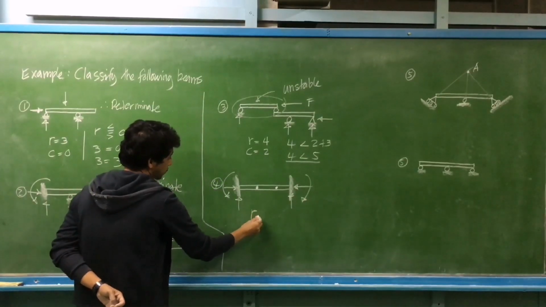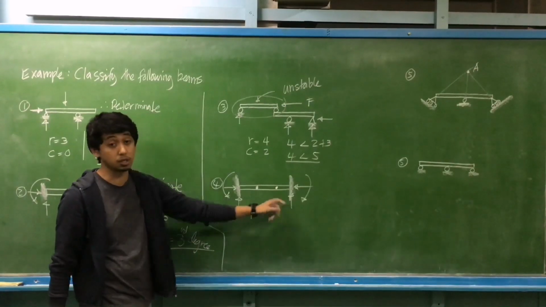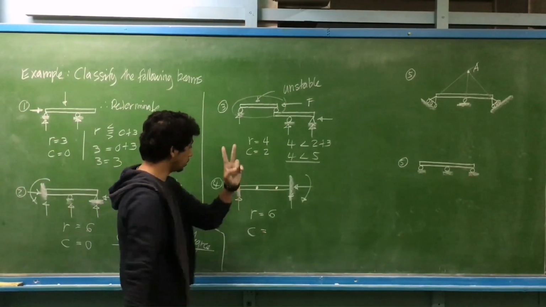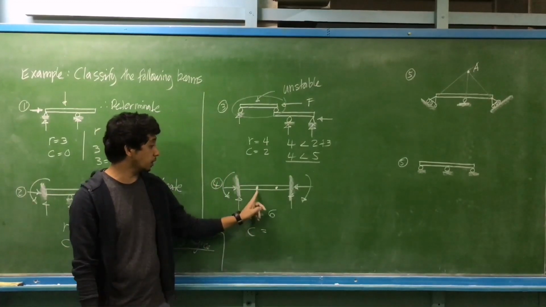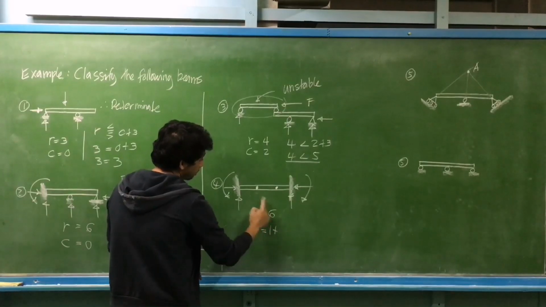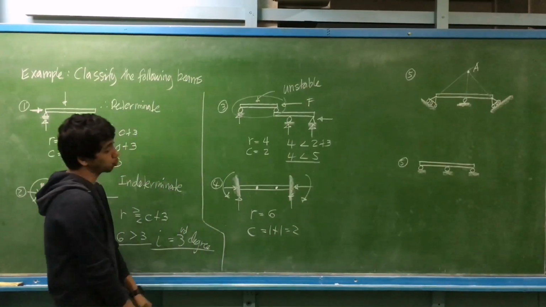So we have the number of reactions equal to 6. Okay? So 3 on each side. We have 2. Okay, tingnan tayo ito. Meron tayong dalawang internal pin. So it makes the value of C, 1 for this pin plus 1 for this pin. The value of C will be equal to 2.